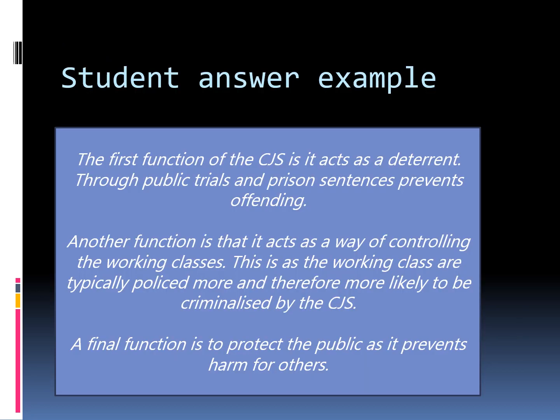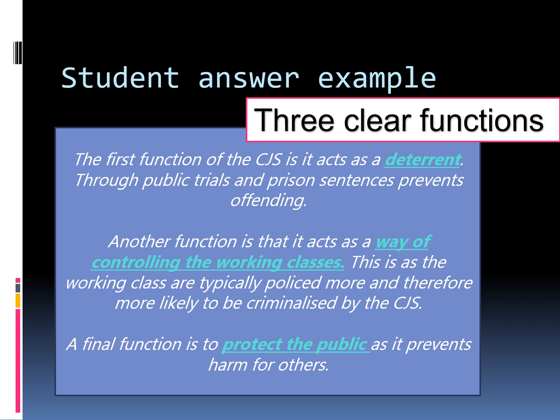So as you can see visually, it is really easy to read as they do the new point on a new line. And you can clearly see that they signpost the 3 functions. So for example, function number 1 is deterrent, function number 2 is a way of controlling the working classes, and the final function is protecting the public. So that is 3 marks already in the bag.